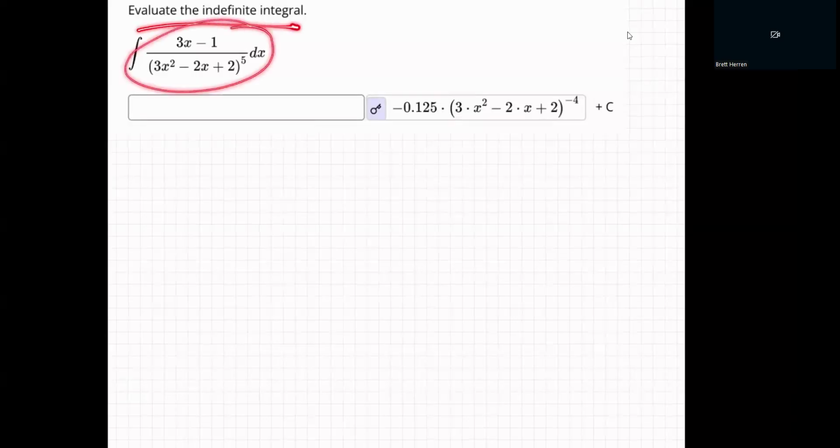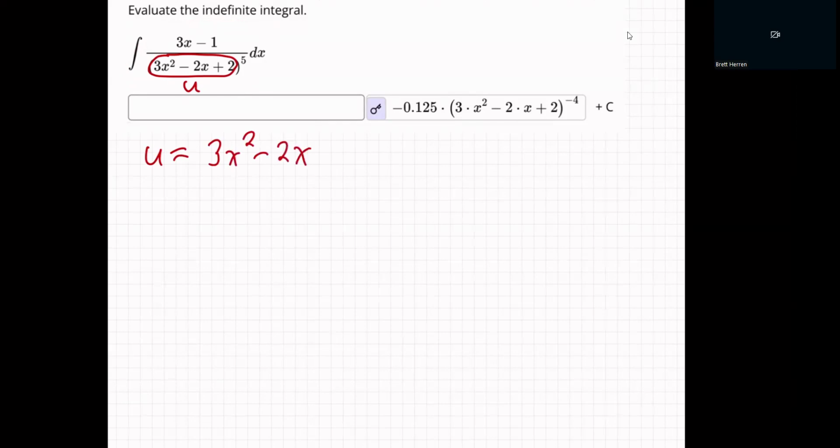Evaluate the indefinite integral. What we want to do is let u be this part, because that's the part in parentheses and that part's one power higher than the top. So we'll let u be 3x squared minus 2x plus 2. Then this integral becomes the integral of 3x minus 1 over u to the fifth dx, right? That bottom part, u to the fifth.